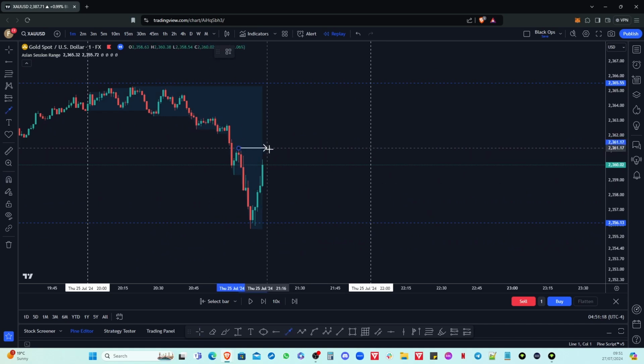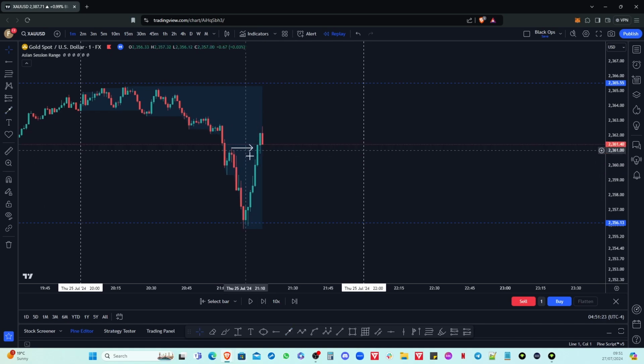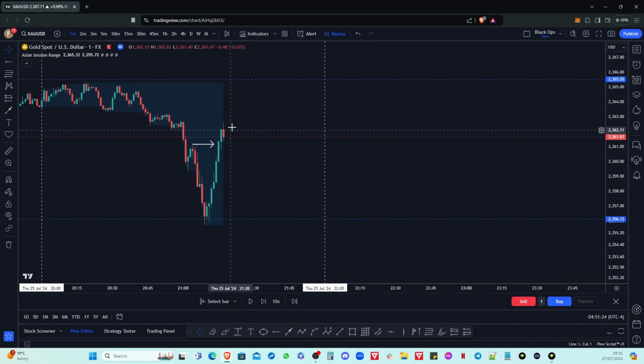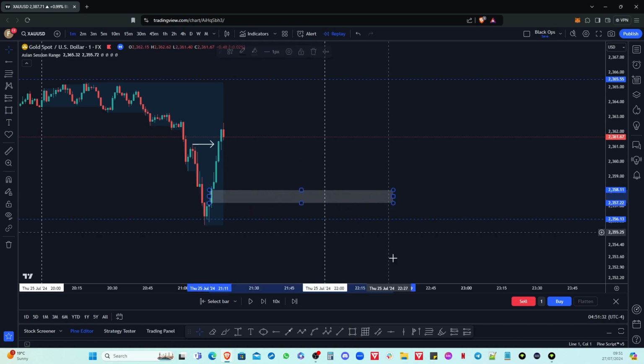So let's just do that. And let's just wait for it to get taken. It gets taken. And now in this leg, we're looking for fair value gaps. So clearly we've got one here, let's say. We've got another one here.